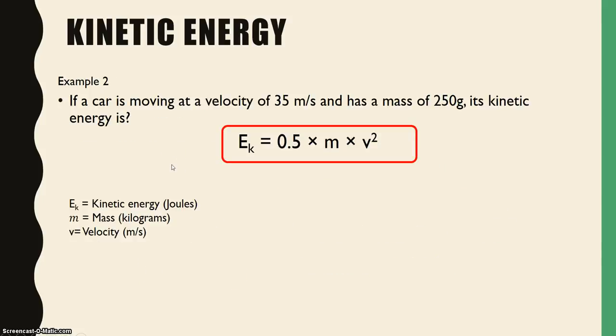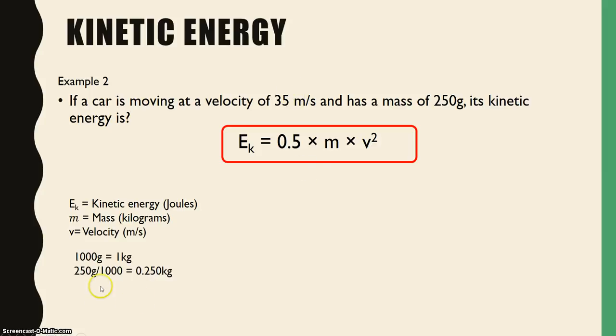Another example of how the kinetic energy formula may be used to calculate the amount of energy in a moving object is this question here. If a car is moving at a velocity of 35 meters per second and has a mass of 250 grams, what would its kinetic energy be? Remember, kinetic energy, EK, is in joules, mass is in kilograms, so be careful that your units are the same as what is required for the equation, and v is for velocity, which is in meters per second.